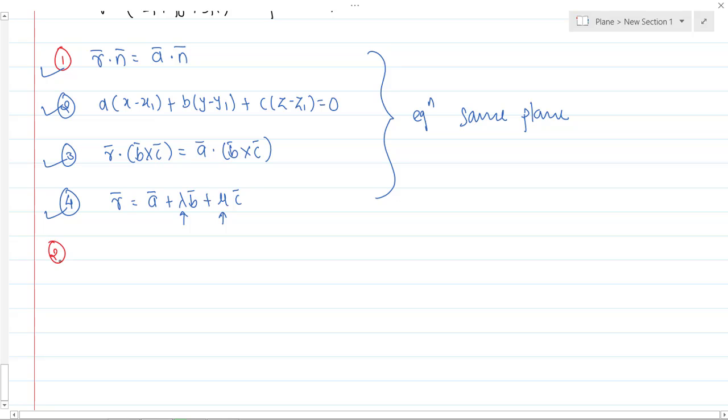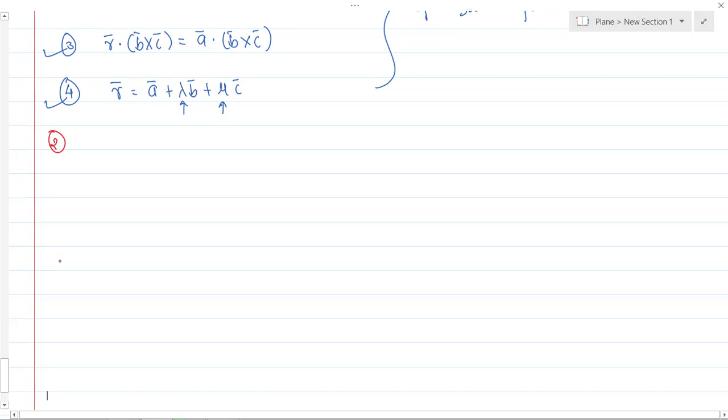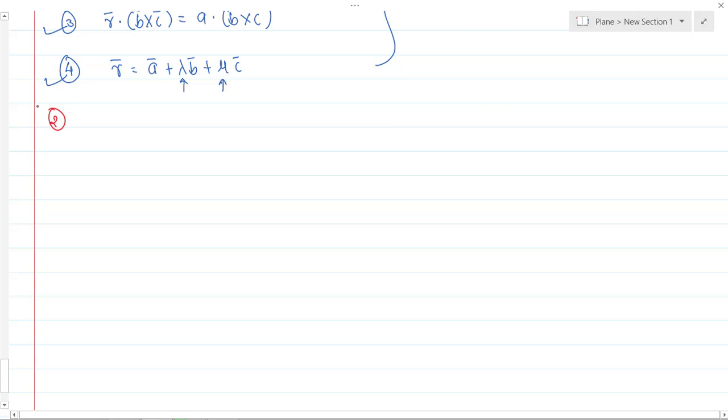So the second question of this video is: find the Cartesian equation of the plane R bar equals i minus j plus lambda into bracket i plus j plus k, plus mu in bracket i minus 2j plus 3k.